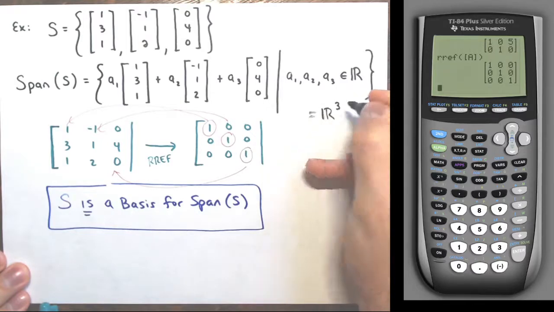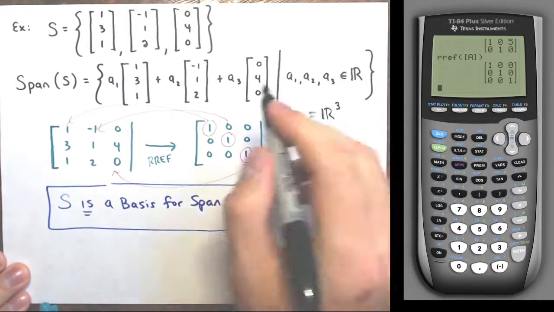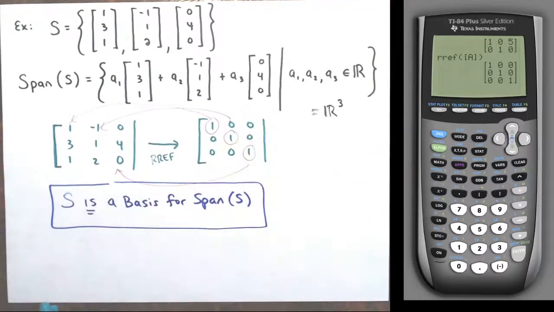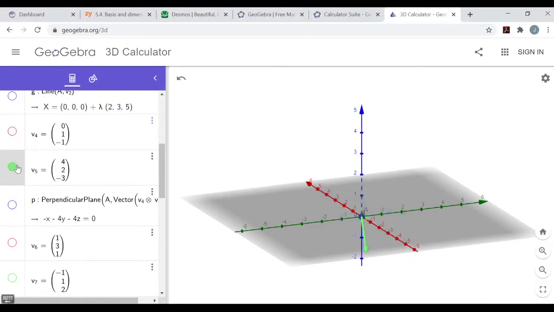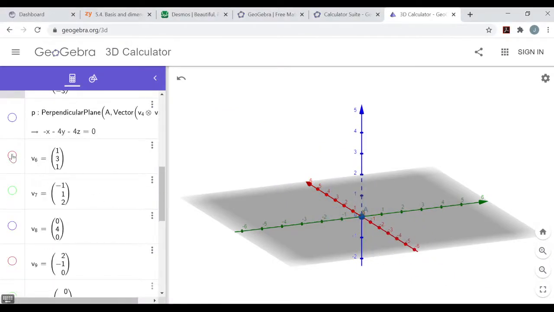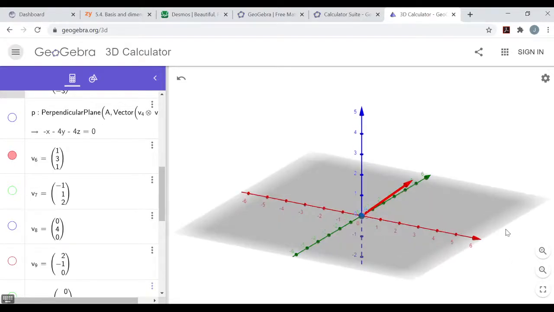Every vector in R3 should be able to be written as a linear combination of these three vectors. Let me show you again some pictures. So again, these vectors from S this time were 1, 3, 1. Let me go back to the home view. So there's 1, 3, 1, negative 1, 1, 2, and 0, 4, 0.